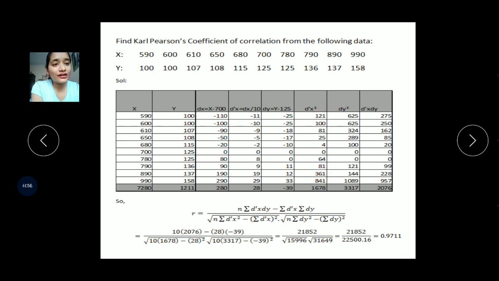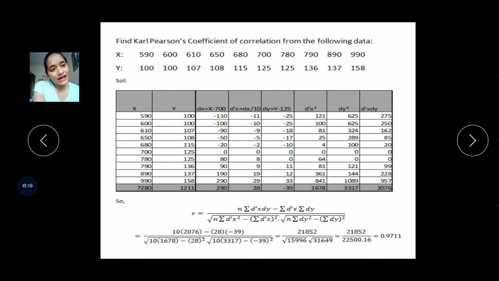Now here in dy there is no common factor, right? You can easily see there is no common factor here, so we cannot find d dash y. So we'll keep dy as it is, we'll not find d dash y. And dy square is minus 25 into minus 25 is 625, minus 18 into minus 18 is 324, and so on, all other terms.